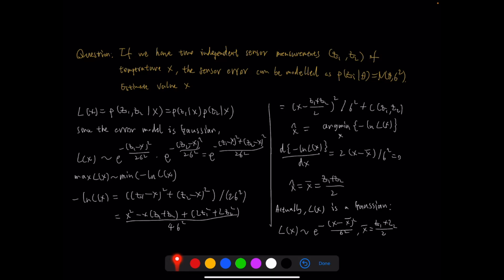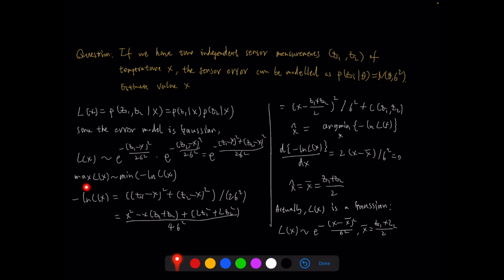Then here is the solution. We solve this problem by MLE. First, we formalize the likelihood function using the joint probability. Then the joint probability can also be rewritten as the multiplication of these two conditional probabilities, because those two measurements are independent. Since the error model is Gaussian for both conditional probabilities, our likelihood function is proportional to two Gaussian PDFs. Next, we combine these two Gaussians.